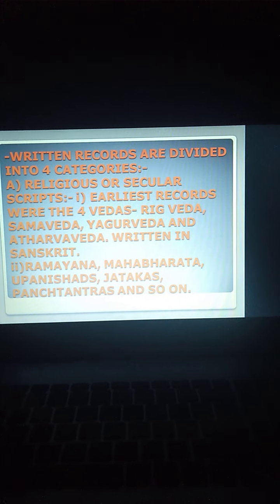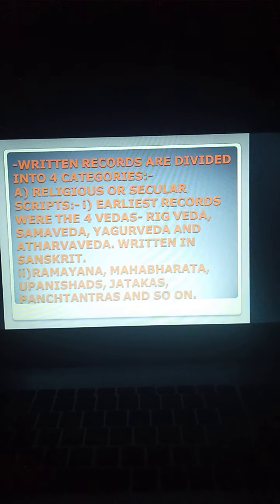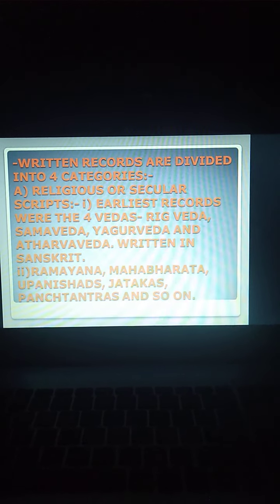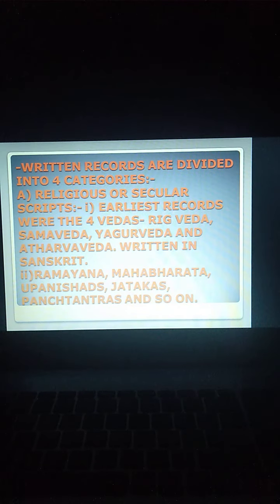Now written records are divided into 4 categories. First, religious or secular scripts. The earliest records were the 4 Vedas. These were known as the Rig Veda, Samaveda, Yajurveda and Atharva Veda. And all these Vedas were written in Sanskrit and provide information about historical events.